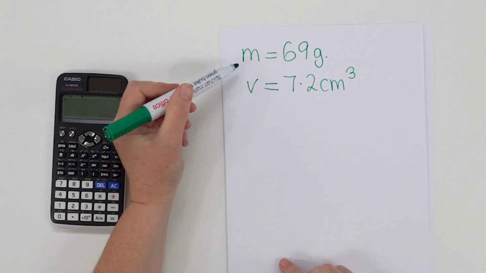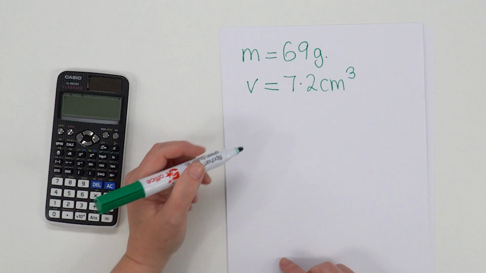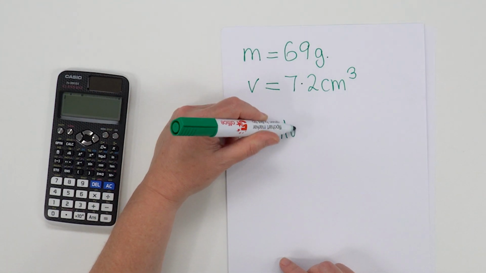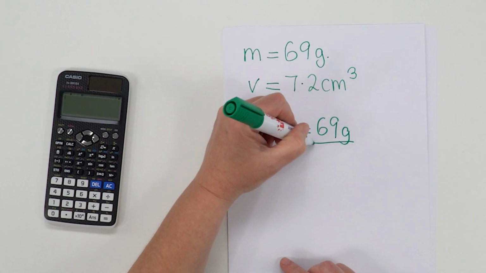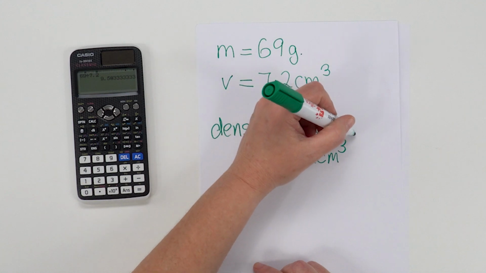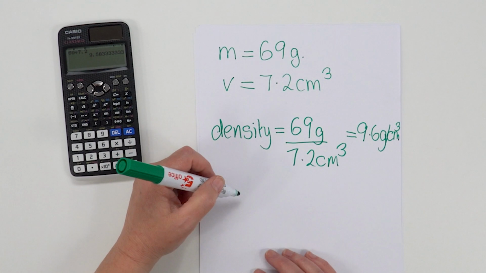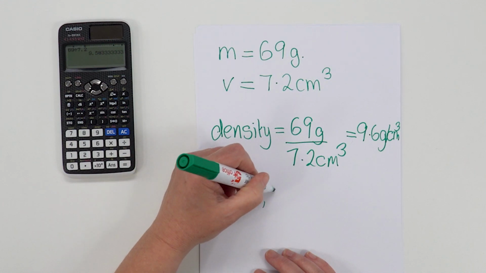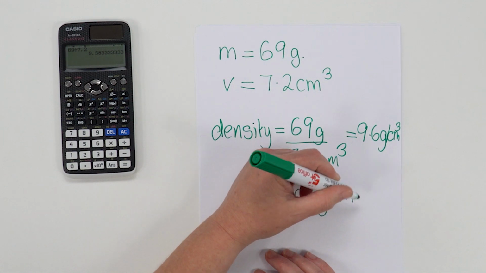So now I have my mass, 69 grams, and my volume, 7.2 centimetres cubed, and I find my density, again, as mass divided by volume, 9.6 grams per centimetre cubed. And in kilograms per metre cubed, that is going to be 9,600 kilograms per metre cubed.